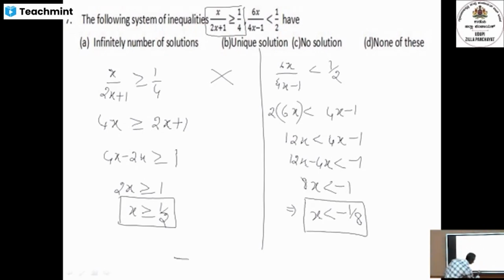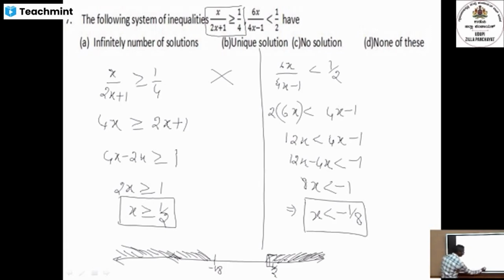So if we draw the number line, minus 1 by 8 comes here, and half comes here. Half is greater than minus 1 by 8. x should be less than minus 1 by 8, so every value left of minus 1 by 8. Here, x is greater than or equal to 1 by 2, so 1 by 2 is included and everything greater than that. What happened now? There are no common points in both conditions.